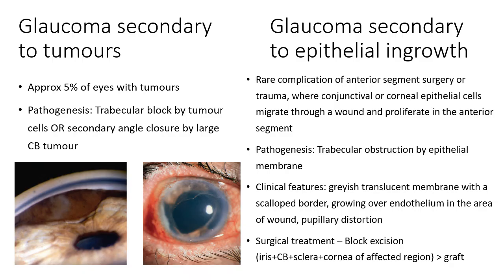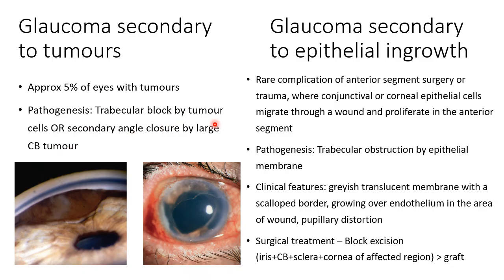So what are the tumors that could affect? Usually it is the uveal tumors, or they can be secondaries from other parts of the body. Retinoblastoma, a common cause in children. So approximately 5% of eyes with tumors will develop secondary glaucoma. The pathogenesis is trabecular block by the tumor or secondary angle closure by a large ciliary body tumor.